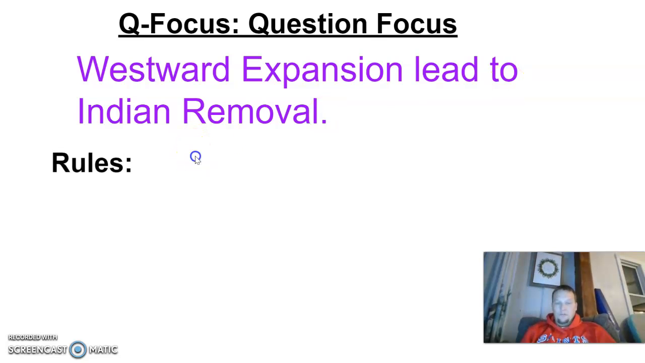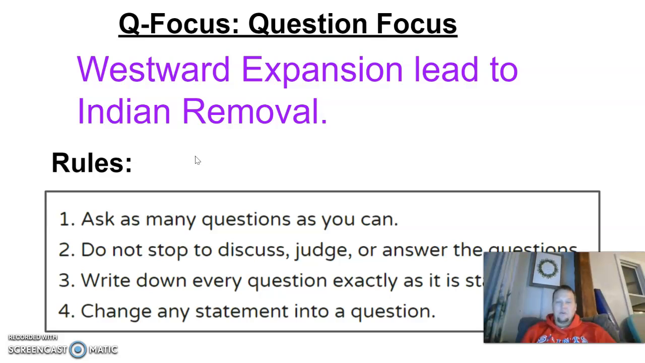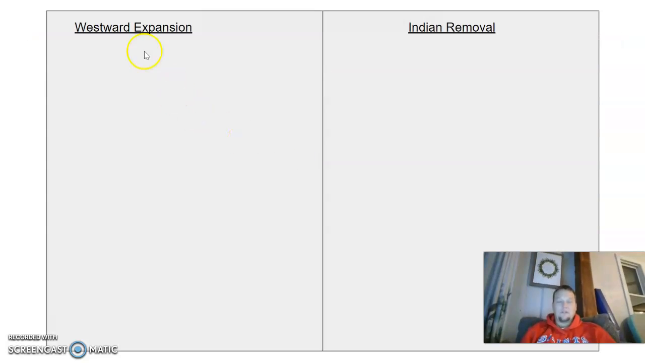Okay, so as we're learning about these two topics, westward expansion and how that led to Indian removal, here are our rules. So we're going to ask as many questions as you can about these two topics. We're going to watch two videos. One is based on westward expansion. The other one is based on Indian removal. So as you're watching or right after you watch, you're going to ask as many questions as you can. And what the kids at school are going to do is they're just going to have a scratch sheet of paper, and they're going to draw a line in half, and on one side is going to be westward expansion, the other side is going to be Indian removal.